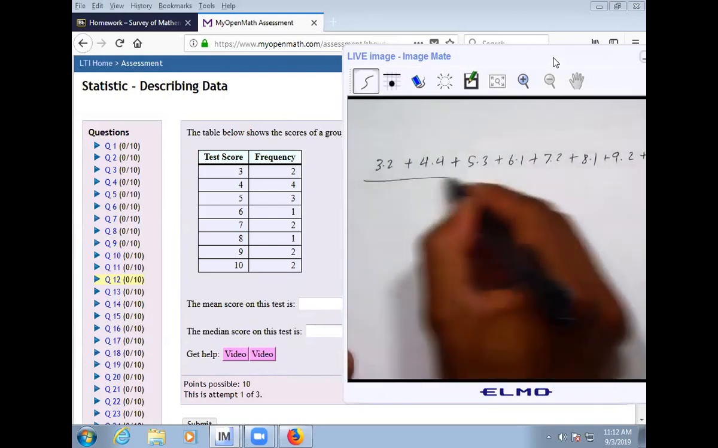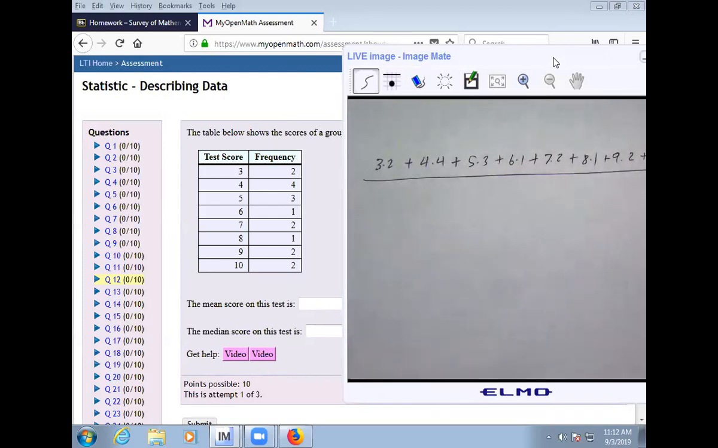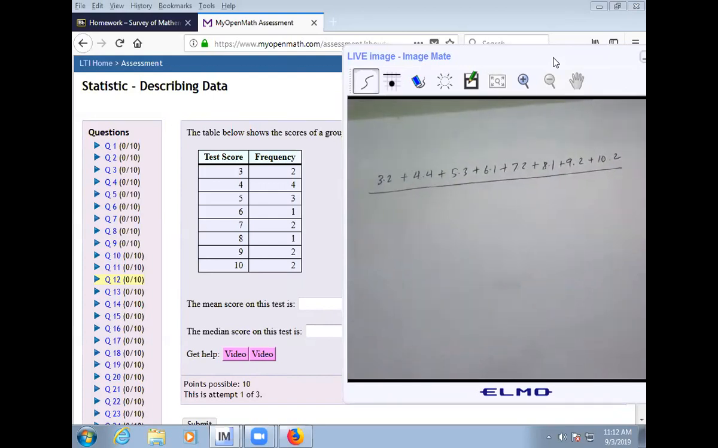Instead of adding 3 2 times, you can also multiply 3 and 2. Is that fine? Yes. Okay. Now you have to divide it by the total number of data, and you can find that total number of data by adding these frequencies. You can see these frequencies 2, 4, 3, 1, 2, 1, 2, 2. If you add them all, what do you get? 6, 9, 10, 12, 13, 15, 17. So you have to divide this sum by 17.